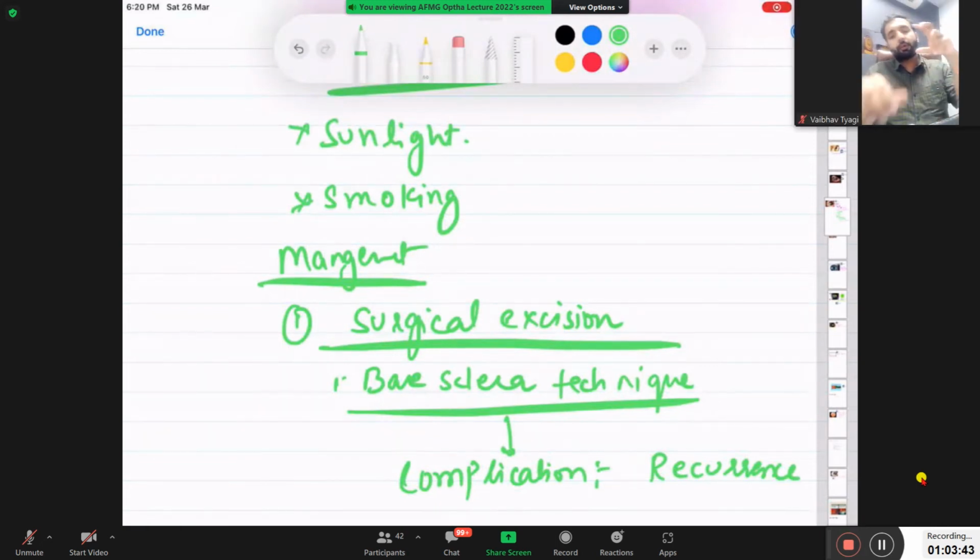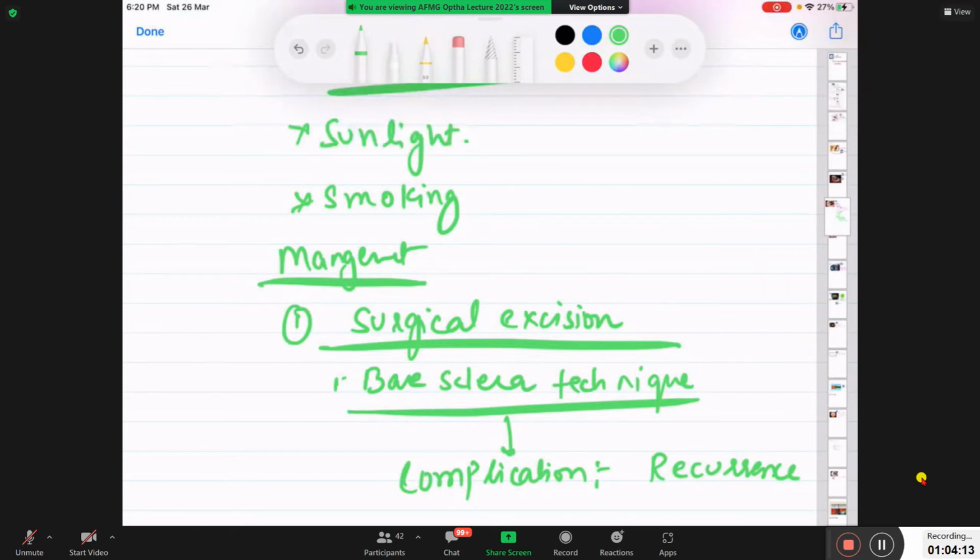Now try to understand what the bare sclera technique is. Suppose there is a pterygium. With the help of a blade, I will cut this pterygium, do the shaving, and clear the cornea. I will not implant any graft over there. So that is the technique called bare sclera technique. The problem with this technique is that there are high chances of recurrence of the pterygium if I don't implant any conjunctival graft.